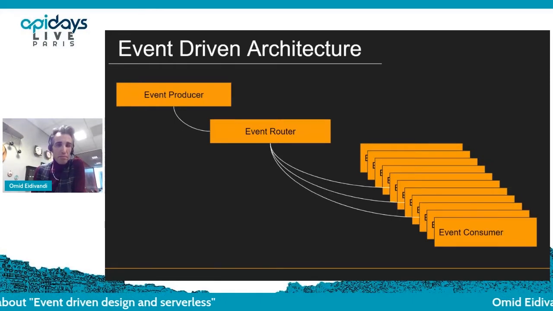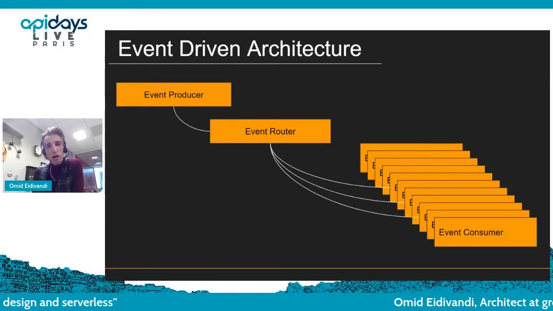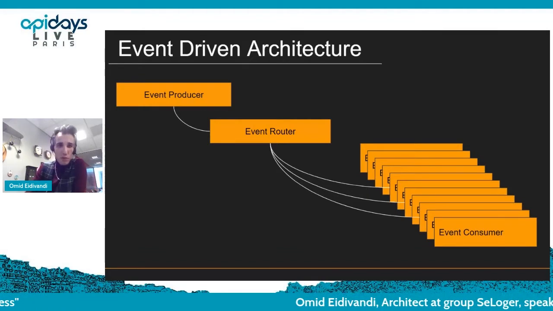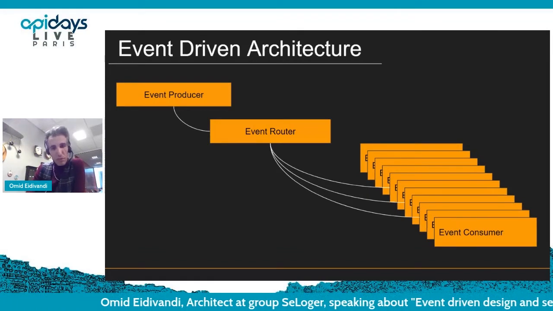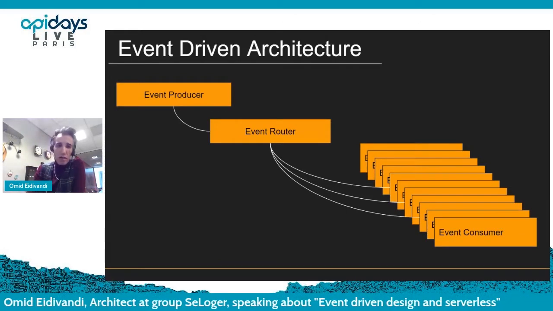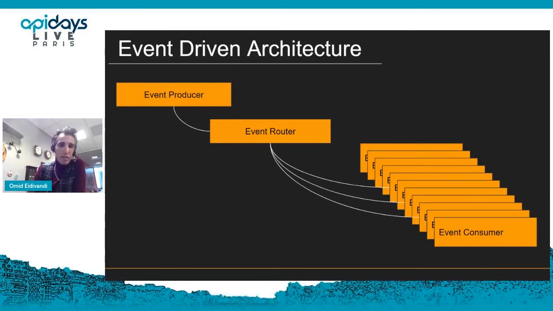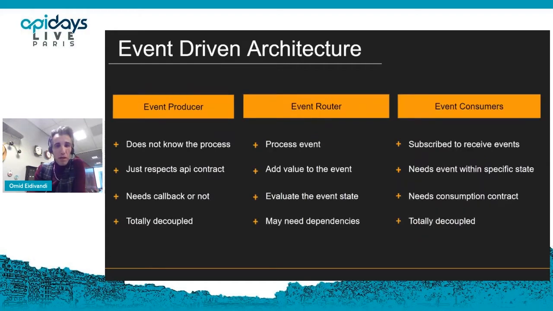EDA has three main components or parts, as you wish. You can translate it as you wish. The producer, the router or processor, and the consumer. We have many consumers. Let's have a look at each part. In the central column, the router part. The router part, or processor, is responsible for processing the event and adding some significant value to the event.